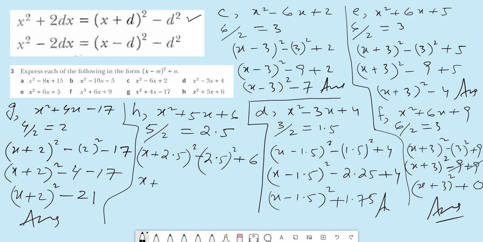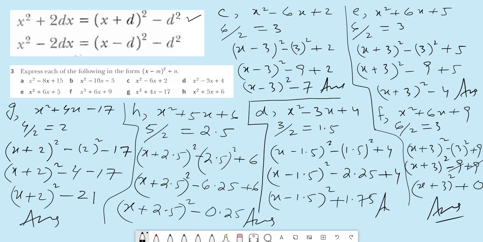So x plus 2.5 whole square minus 2.5 square we can find from the calculator. 2.5 square is 6.25 plus 6. So x plus 2.5 square minus 6.25 plus 6 is minus 0.25. This is our final answer of part H. x plus 2.5 whole square minus 0.25.